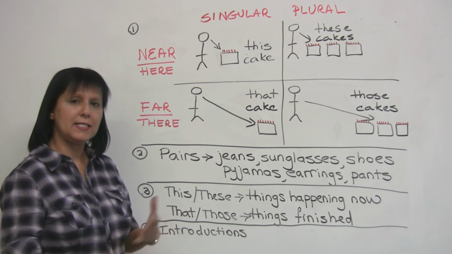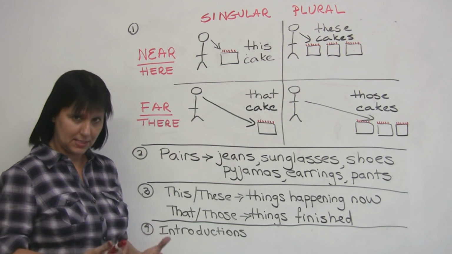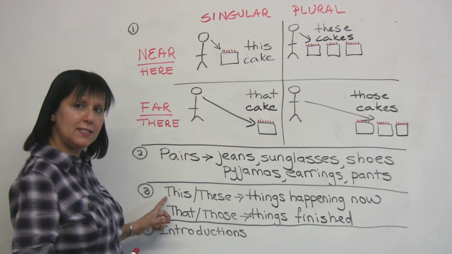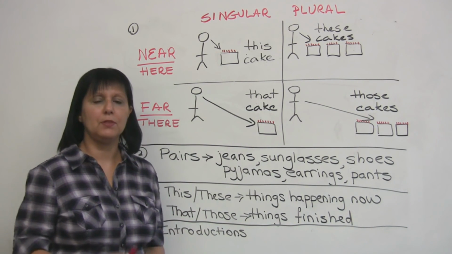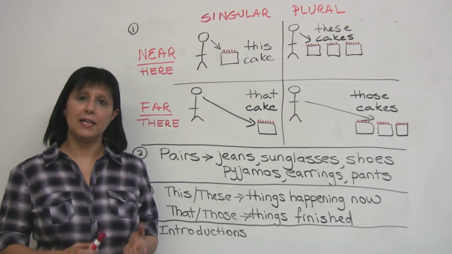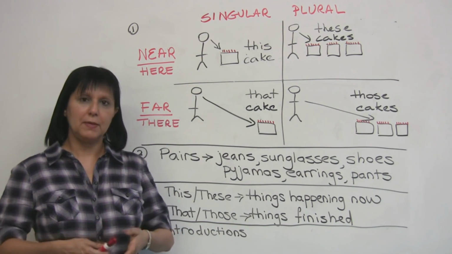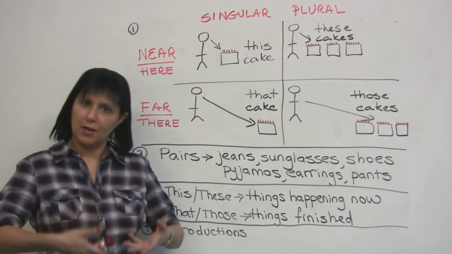Another point. Sometimes when students write essays, I see that they're not sure whether to use this or that. So how do you decide? Well, one way is we use this and these for things which are happening now. So for example, if you are in a restaurant, you might say to your friend, I like this food. You're saying this food because you're eating now. The situation is happening to you right now.